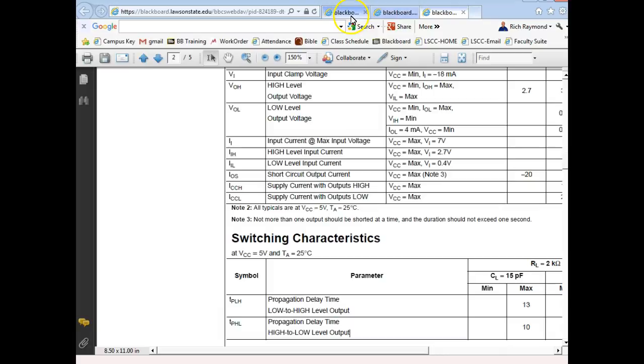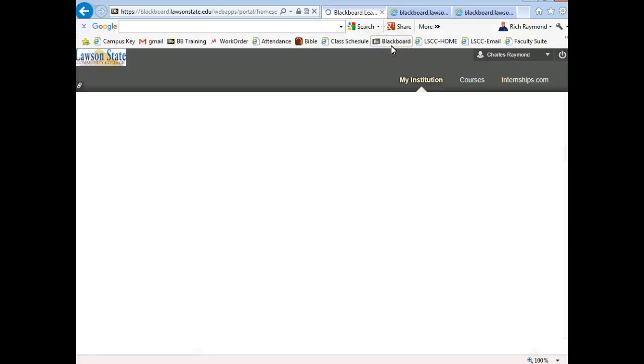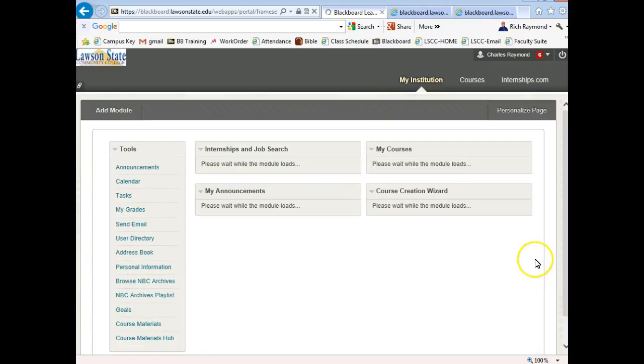I've lost Blackboard. All I got is data sheets open now. See if it's going to make me log back in. No. What, Joy?